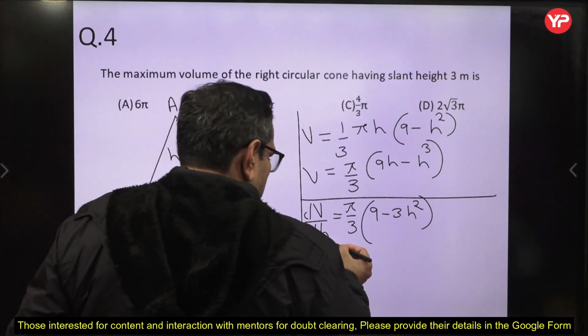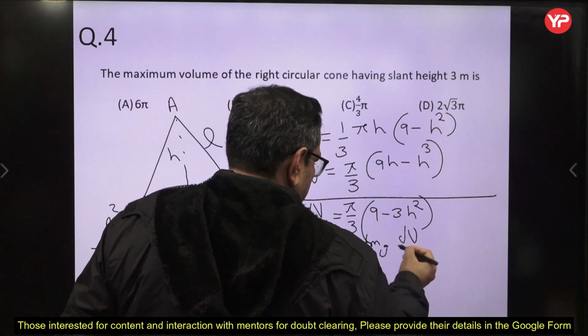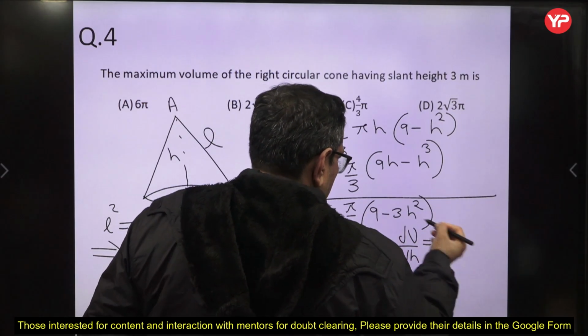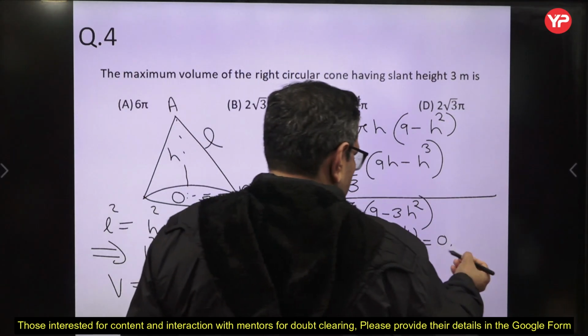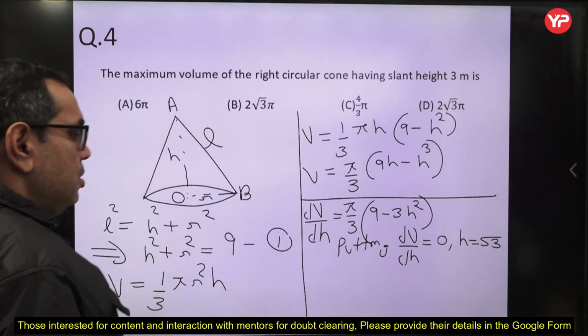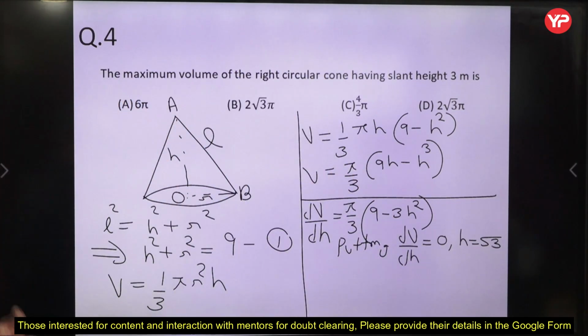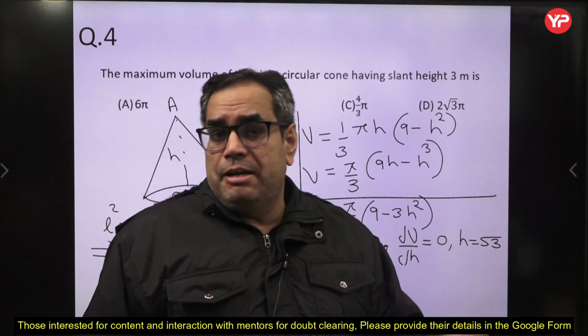So putting dV/dh equal to 0, we get what? 3h² equal to 9, so h² equal to 3, so h equal to plus root 3, because height is a positive number. It is not negative. So h equal to root 3 is the stationary point. Here is the possibility of a maxima or minima. Now there may be a maxima or there may be a minima. Maybe we are getting minimum volume.